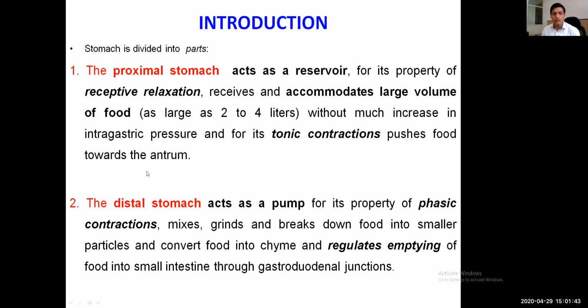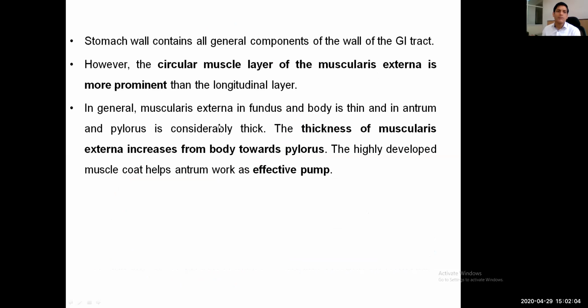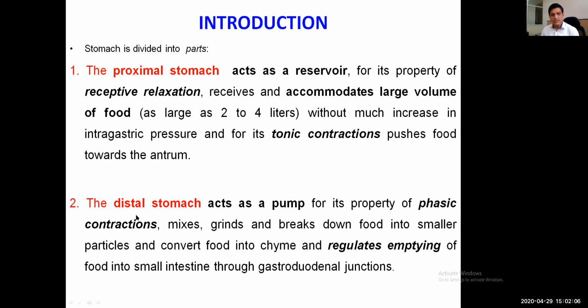It pushes food towards the antrum, and later it pushes the stored food onward because of the tonic contractions. This part then becomes relaxed, the receptive part. The other one is the distal part. The distal stomach acts as a pump because of its property of phasic contractions.